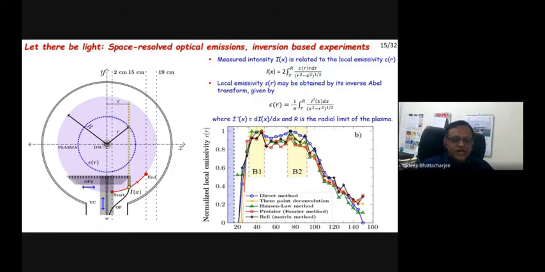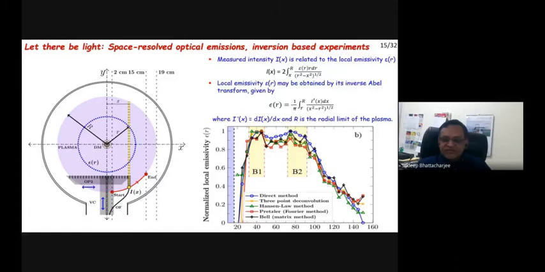This yellow dotted line is the line integrated optical intensity. As you move the optical fiber along the red line, the fiber is always facing the plasma in this direction, and you get the line integrated intensity at every distance r from the center of the plasma. Look at this equation. We measure the intensity, and to find the local intensity, you have to do an Abel transform. Once you do an Abel inversion, you get the local emissivity of the plasma.